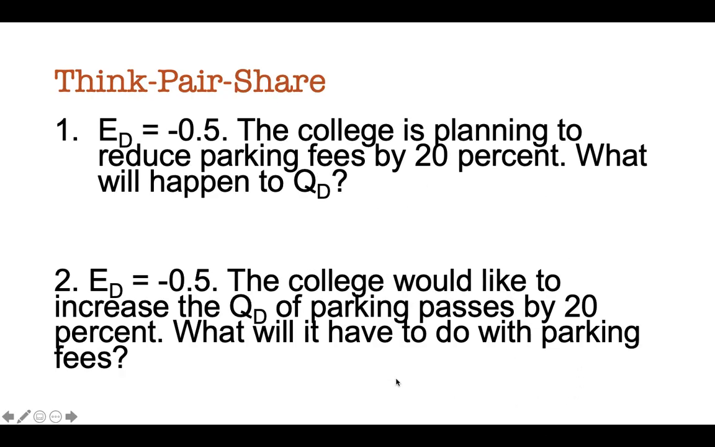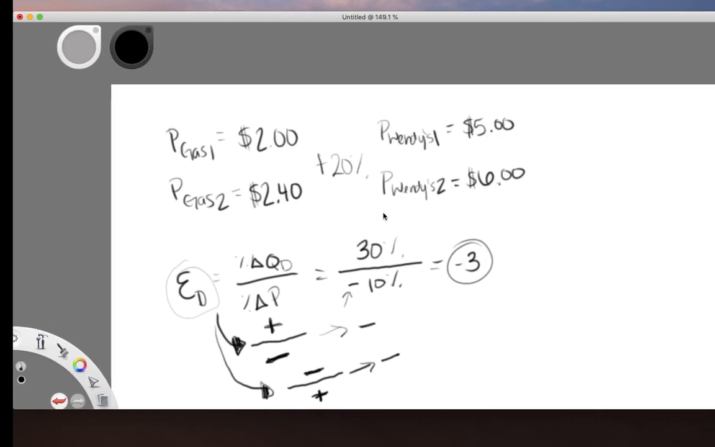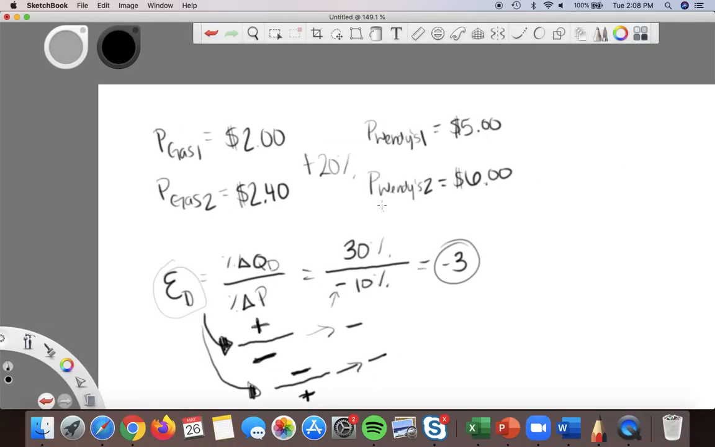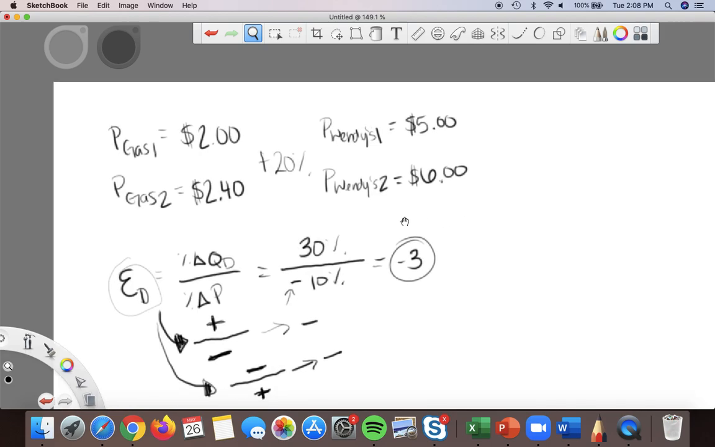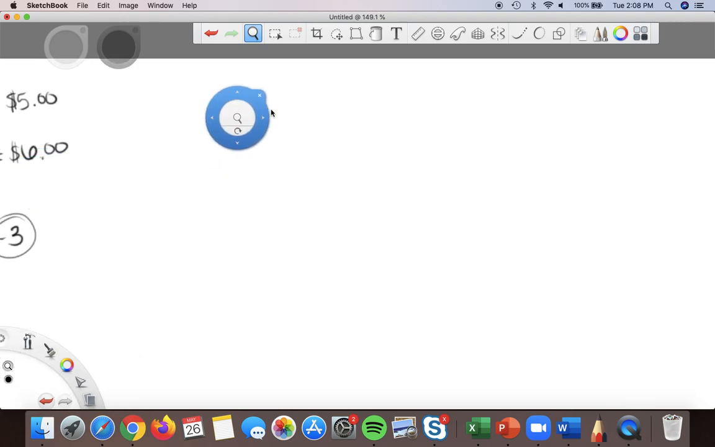All right, now we're going to work some problems backwards, working with that same parking pass example. So we know parking passes has an elasticity of demand of negative 0.5, and the college is trying to reduce parking fees by 20%. What will happen to the quantity demanded? So we're going to plug in what we know and solve for what's missing. So I'm just going to move over to a clean spot on my little sketch pad.